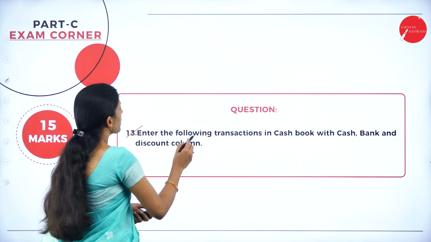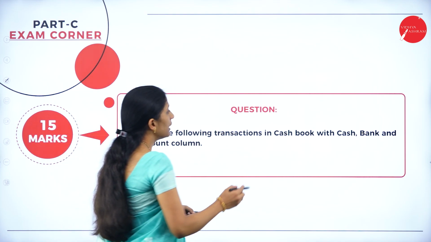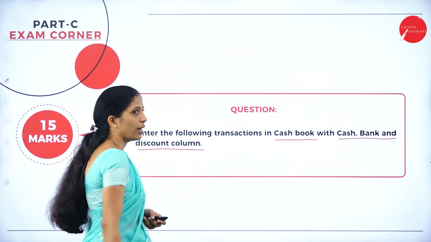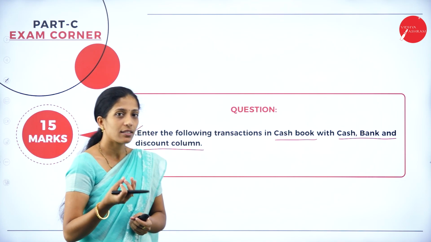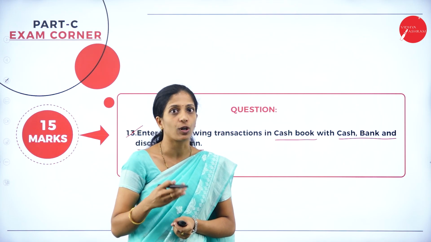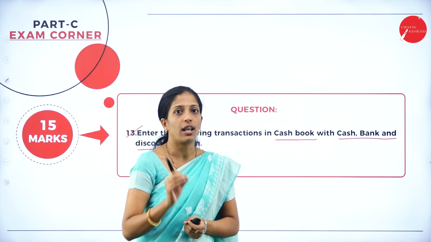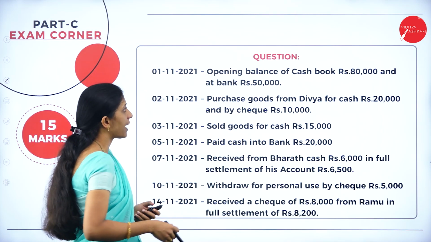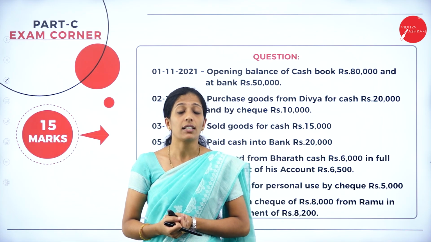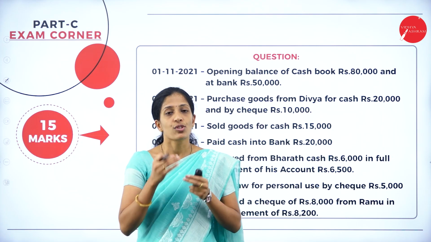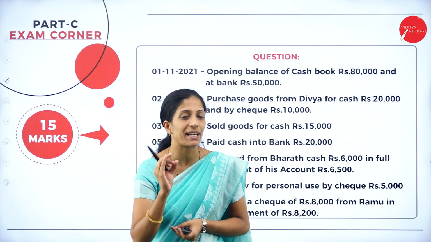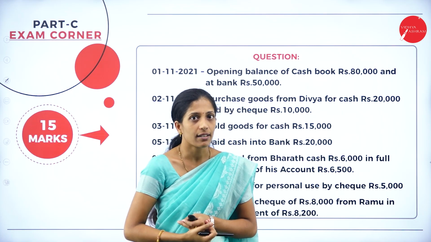They have asked: enter the following transactions in the cash book with cash, bank and discount column. So where do we prepare this cash, bank and discount column? In a triple column cash book, also called a 3-column cash book. Now we shall see the transactions. My dear students, my suggestion is that when you attempt a 3-column cash book problem, randomly write a rough journal entry so that it will be easy for you to record the transaction.